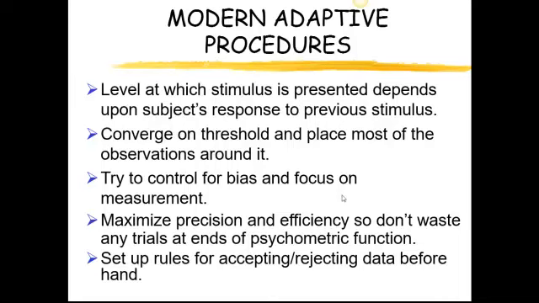You're going to maximize precision and efficiency so you don't waste any trials at the ends of the psychometric function. If you think back, there was a tail at 100% and a tail at 0%, and so you're not wasting trials at those tails, basically. And you set up rules for accepting and rejecting data beforehand so that it makes it more efficient.